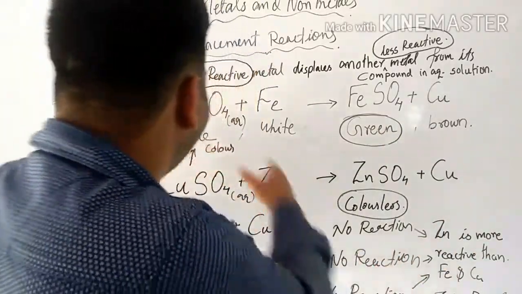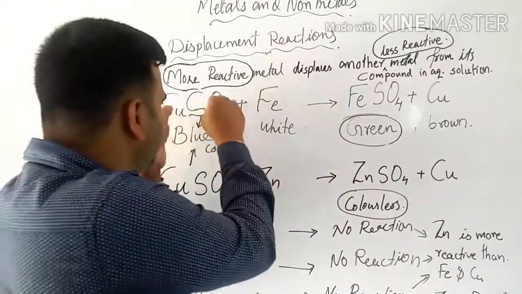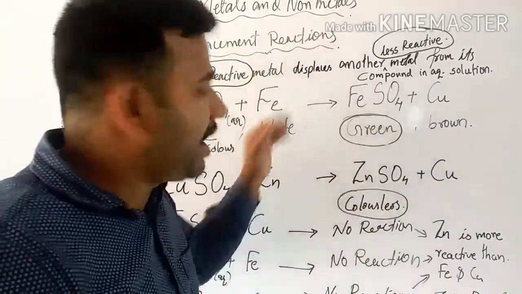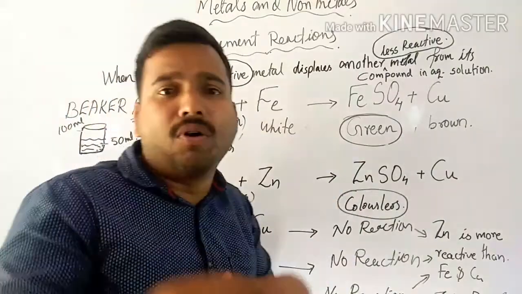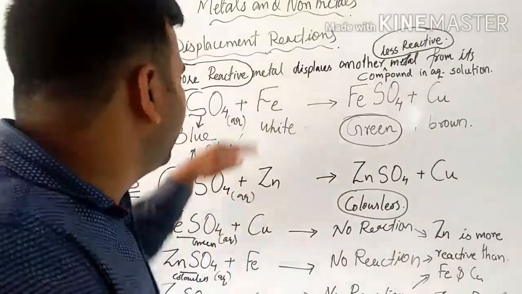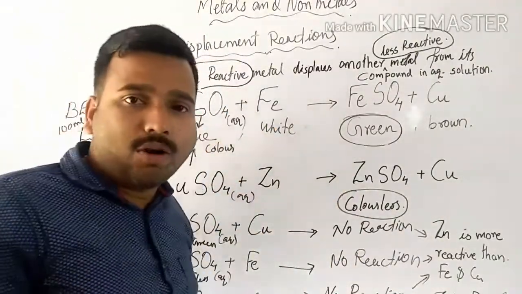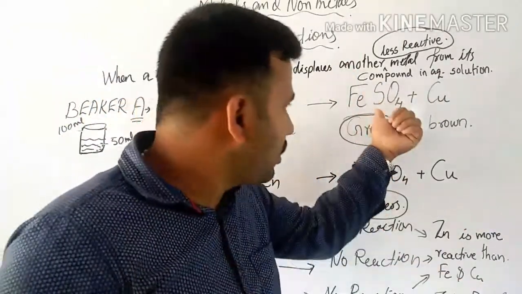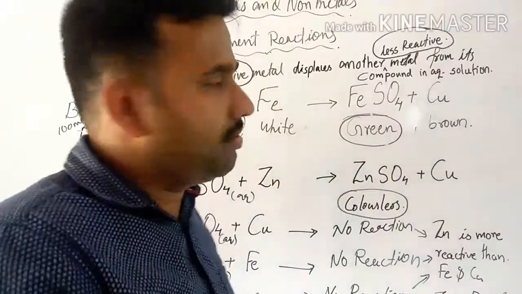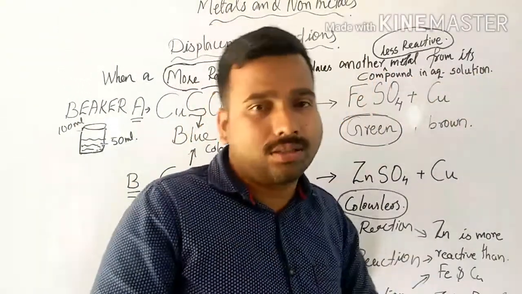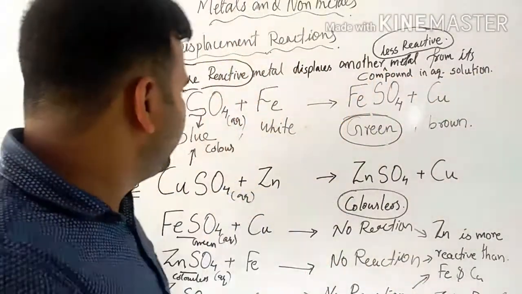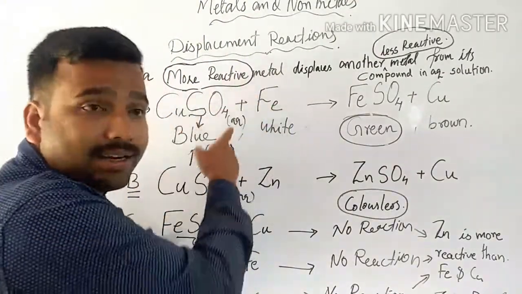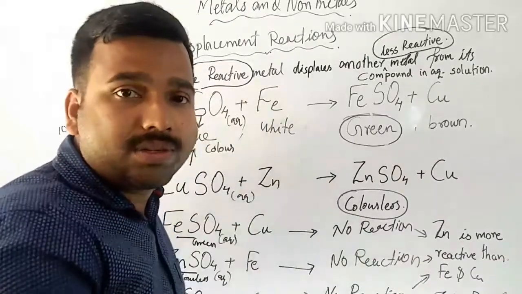So something which was already here, copper, was here associated with sulfate radicals. That has been displaced by iron. The iron nail, which is more reactive than copper, takes the position of copper so as to form iron sulfate solution and displaces copper. Similarly, you can see another equation. Or can only an iron nail displace copper from copper sulfate solution?